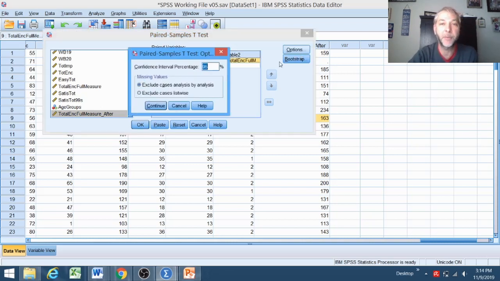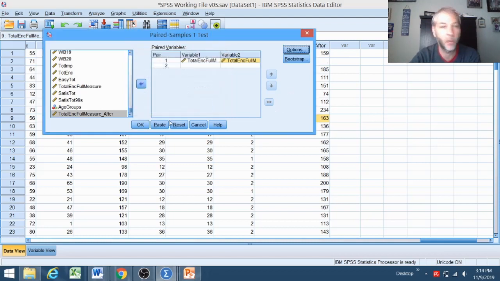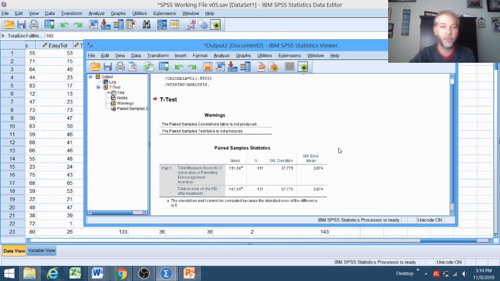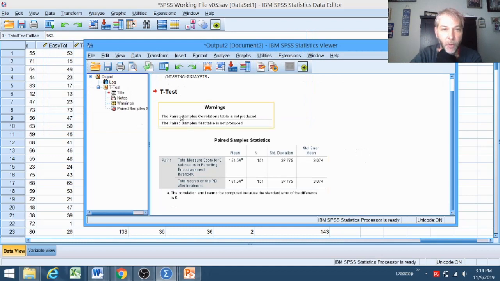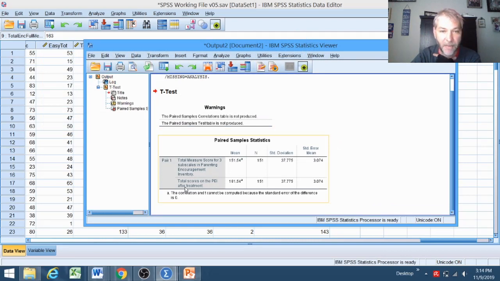If we click on options, we can see again it brings up our confidence interval. We're just going to leave that the way that it is. We're not going to worry about Bootstrap. We click on OK. I think we may run into an issue here, but let's take a look. Right, so what it's giving us is the mean scores for the before and the after, right? So this is after treatment.